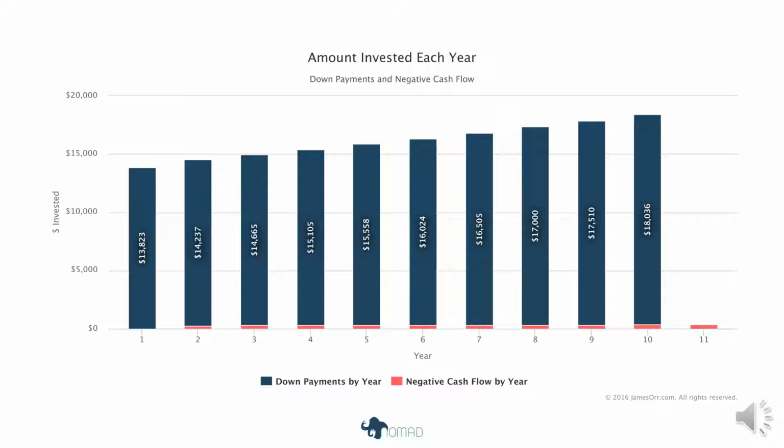Okay. So in year 1, they would need about $13,823 in order to do their first deal, and that's usually the down payment. In the second year, they need $14,237 and a little bit of money to cover for the negative cash flow. I'm going to break it out and show you. Okay, so you can see what the progress is over 11 years.